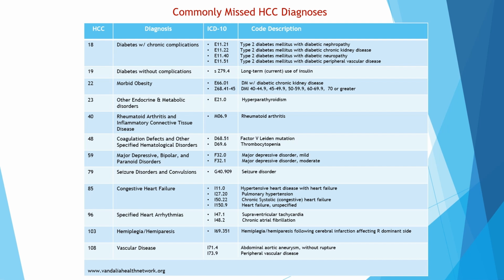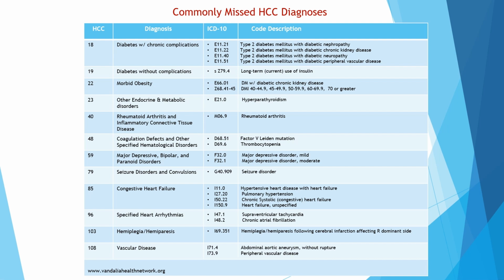HCC 23. Diagnosis is other endocrine and metabolic disorders. ICD-10 code and description is E21.0, hyperparathyroidism. HCC 40. Diagnosis is rheumatoid arthritis and inflammatory connective tissue disease. ICD-10 code and description is M06.9, rheumatoid arthritis. HCC 48. Diagnosis is coagulation defects and other specified hematological disorders.